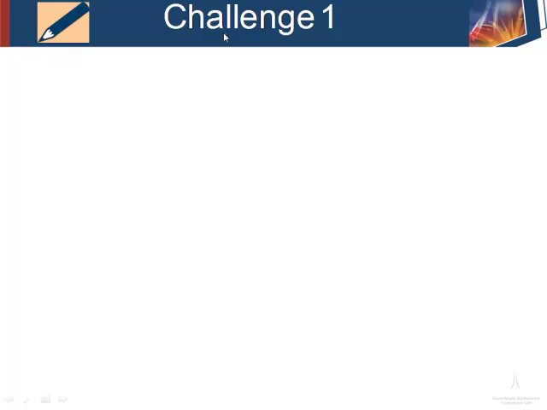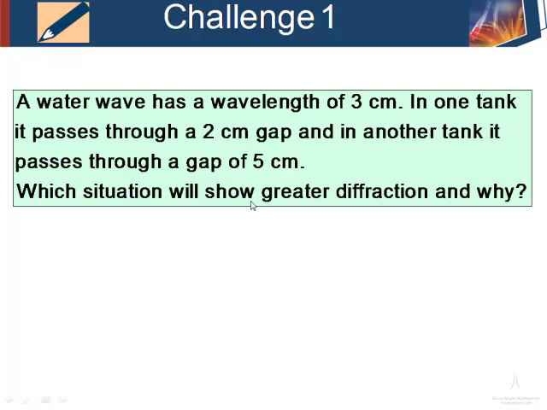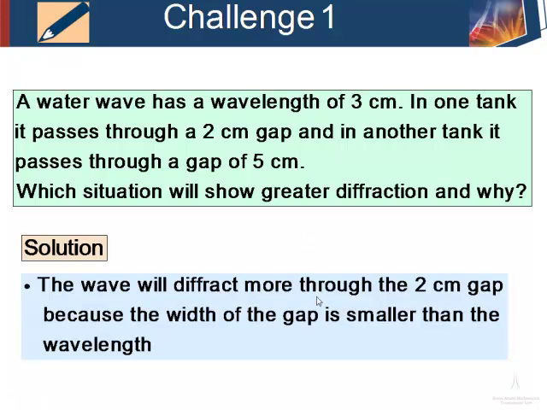As a quick challenge for you, a water wave has a wavelength of 3 centimeters. In one tank, it passes through a 2 centimeter gap, and in another tank, it passes through a gap of 5 centimeters. Which situation will show greater diffraction and why? This is a simple question, isn't it? Well, here's the answer. The wave will diffract more through the 2 centimeter gap because the width of the gap is smaller than the wavelength of the actual wave.